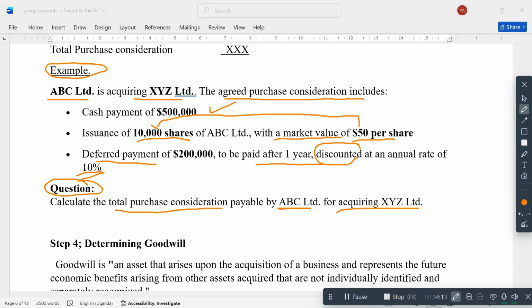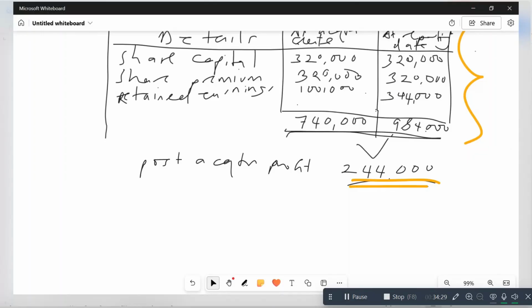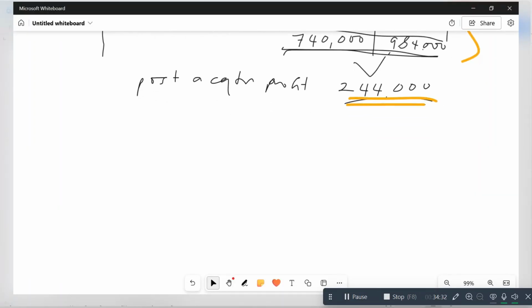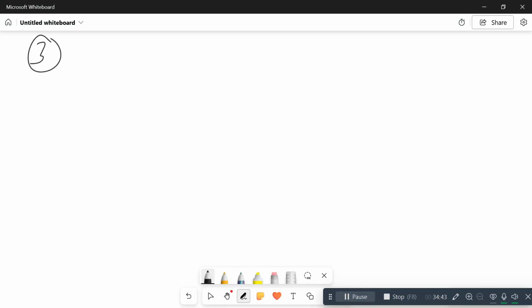It will be part of the complete question of consolidation. They can pick this and put it in a very big question, whereby you have to look for this information regarding payment made by the parent to acquire shares in the subsidiary. You can easily calculate it. Let's try to do that. That is under our purchase consideration as our step number 3. Step 3, that is determining the purchase consideration.